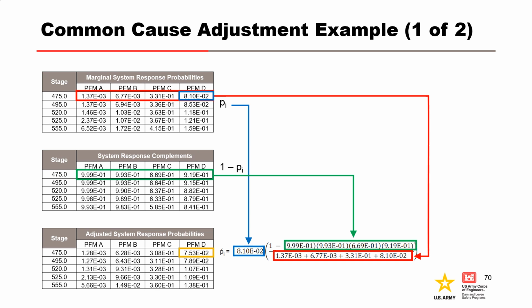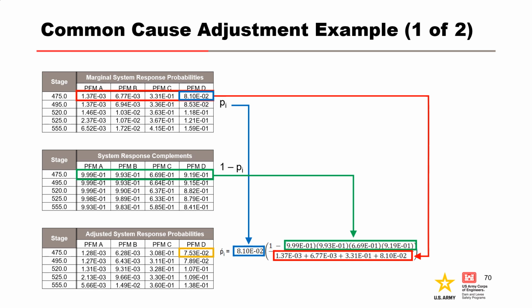Here's one more example covering common cause adjustment, after which I'll ask you to try an exercise on your own. We start with the marginal system response in the first table. In the second table, we will take the complement of each probability as an intermediate step to help us in the next step when we apply De Morgan's rule. This step is not really part of De Morgan's rule, but it'll make life easier when using Microsoft Excel because we'll be set up to use a product function, which I'll show you shortly. The adjusted probabilities are shown in the final table.